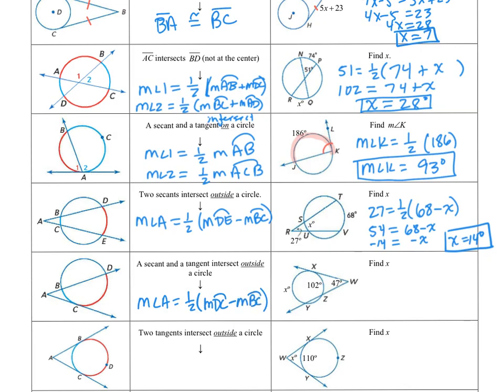Okay, so let's apply that to this example. We're being asked to find x. Here we have a secant and a tangent that intersect outside of a circle.